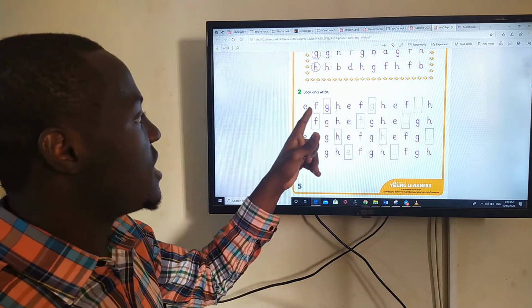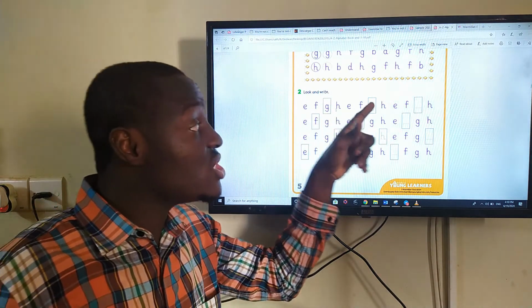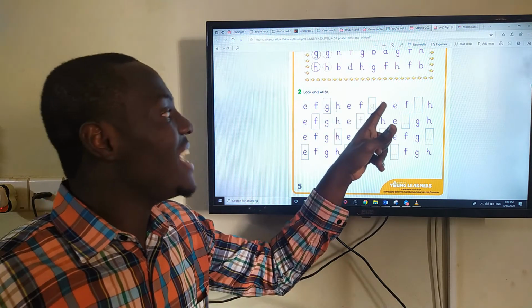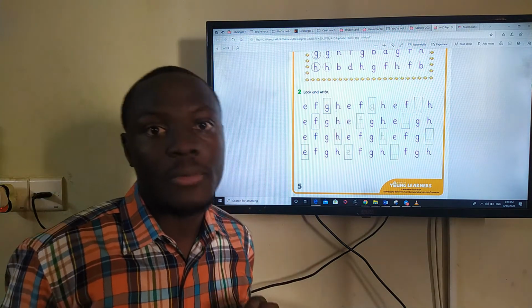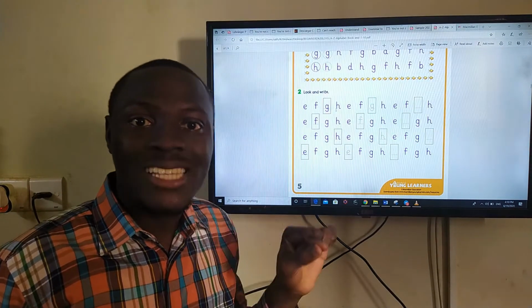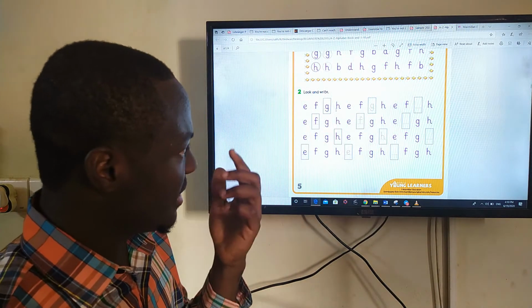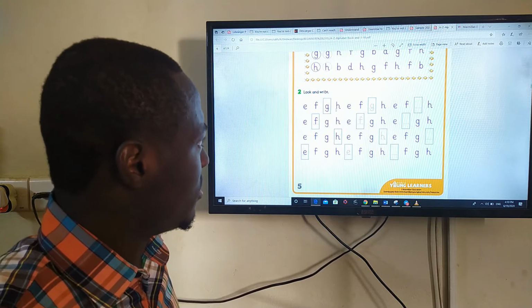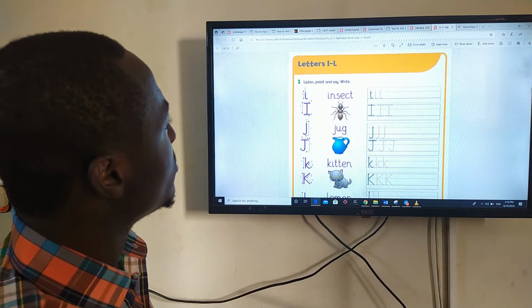So we now have E, F, G. It has been provided for you. H, E, F, G. In this case, you run your pencil through it. H, E, F, an empty space, then you fill in the gap. G, H. So you write G without tracing. And I think the example has been repeated throughout this particular instruction, that is looking and writing. All right, so let's move on to the next page and see what we have there.